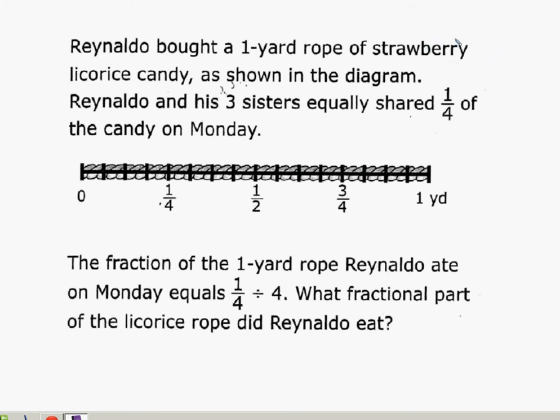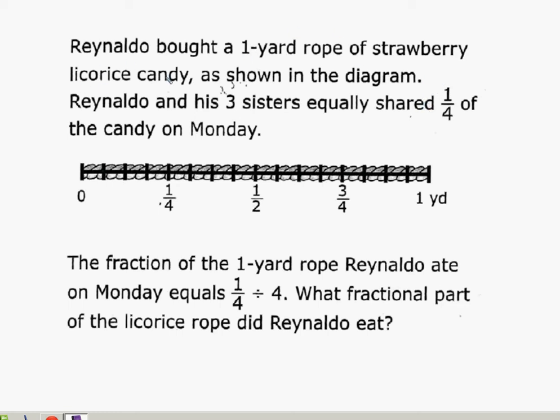So this week we're reviewing how to divide fractions and whole numbers. And most people understand the mechanics of it, but the trick is to understand what you're dividing in the first place. So I'm going to go over some examples of word problems that are related to dividing whole numbers and fractions.